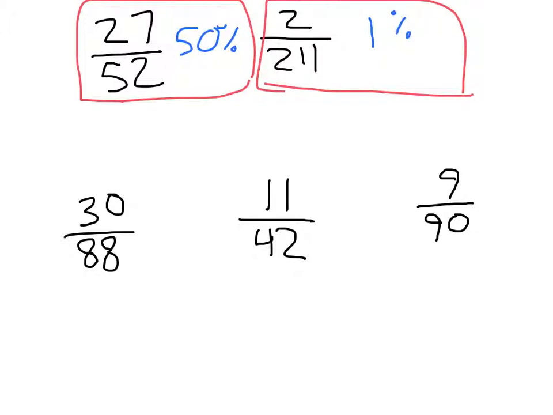30 over 88, that's a tricky one. But I know that 88 is close to 90, and I know that 30 times 3 is 90. So 30 is 1/3 of 90. So 30 is close to 1/3 of 88. So because this is a third, I'm just going to say 30% is a fairly close estimate.